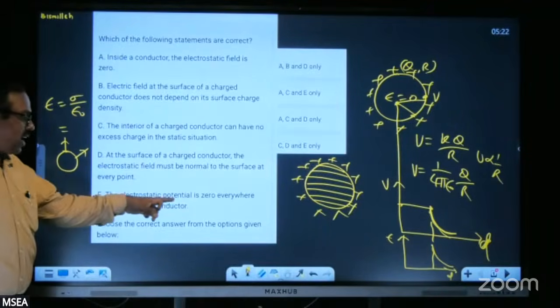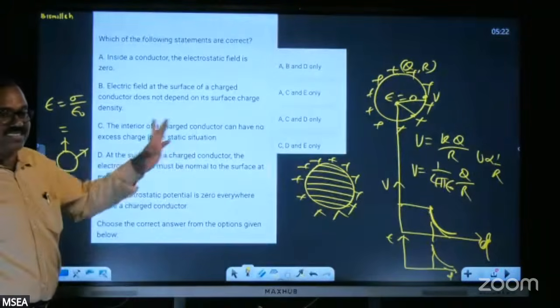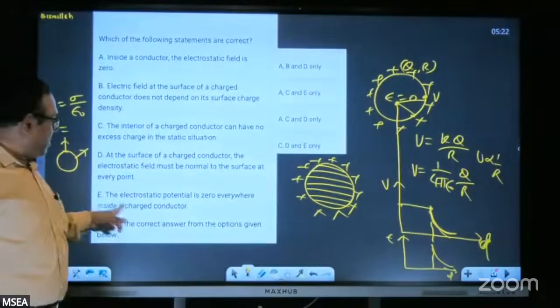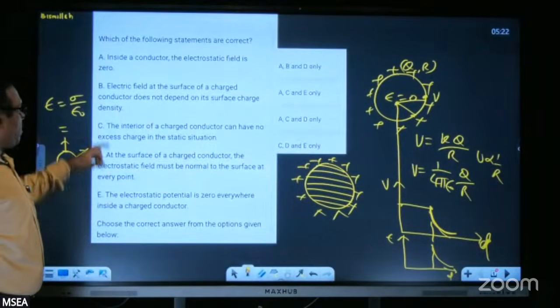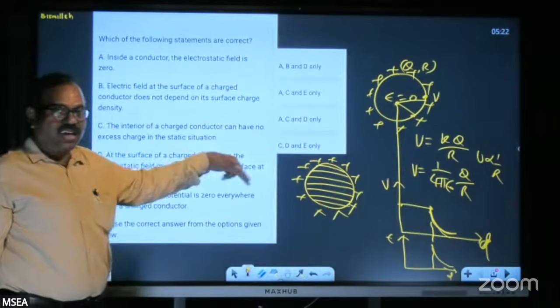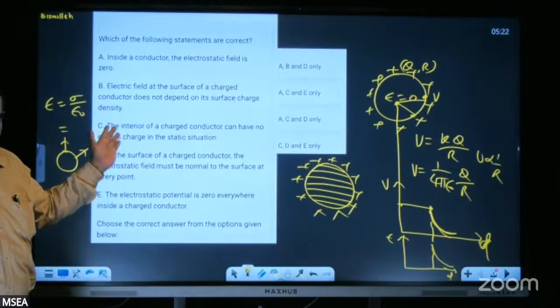Next, the electrostatic potential is zero everywhere inside the charged conductor. As I said, potential is not zero, but electric field intensity is zero. That's why E is the wrong statement. B and E are wrong. Therefore, the correct answer is A, C, and D. So this is the question asked in 2026.